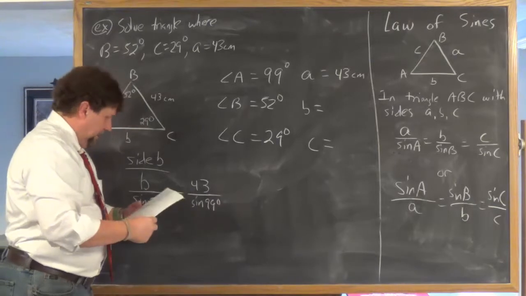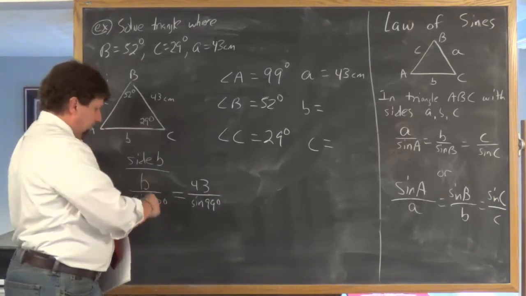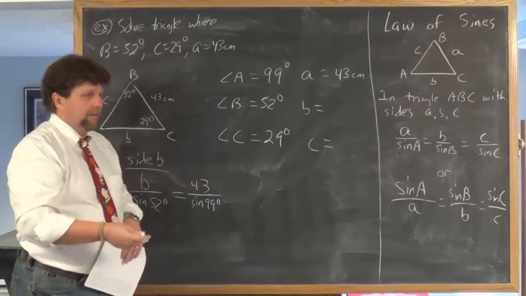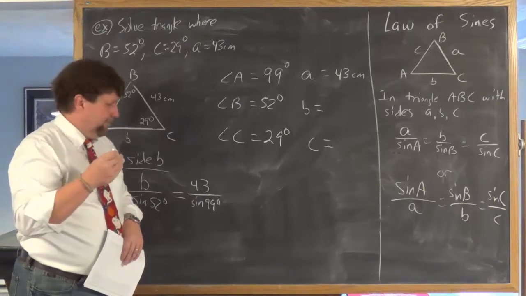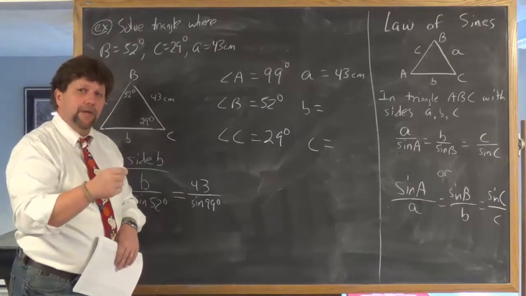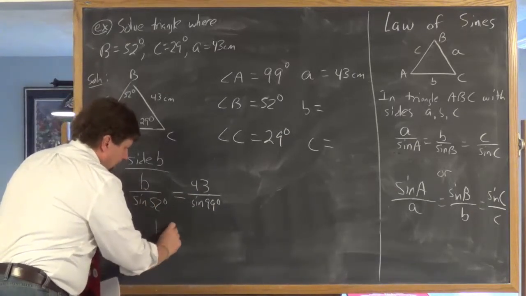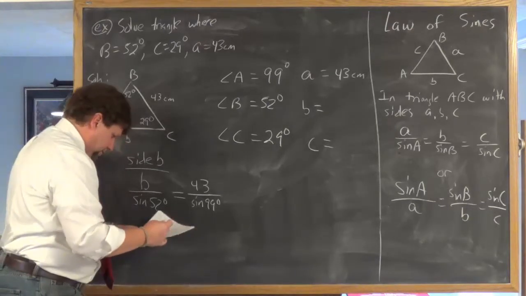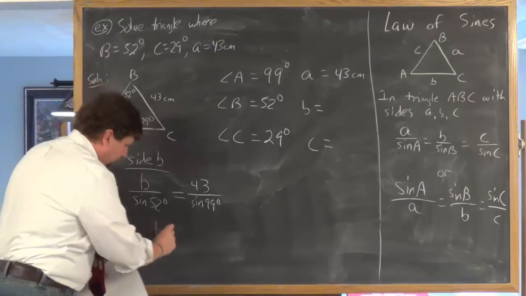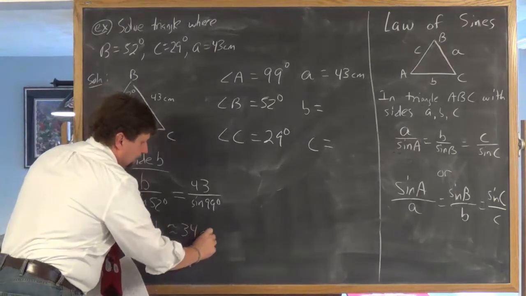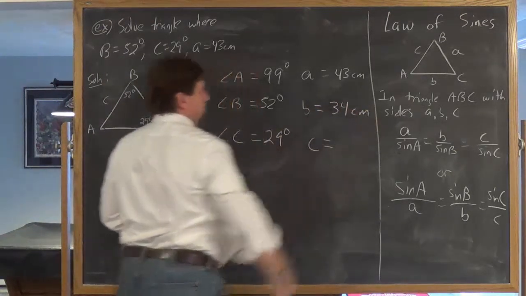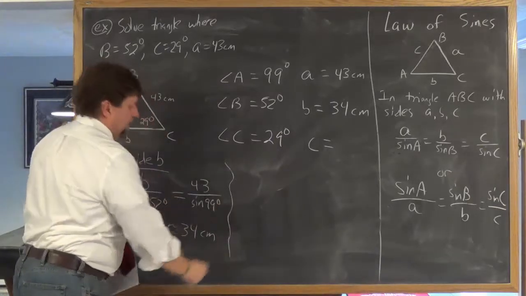And what I would do next, I would multiply both sides of this equation by the sine of 52 degrees. Then I'm going to use my calculator. And notice these angles are in degrees, so please make sure your calculator is in degree mode. I'll get side B to be pretty close to 34 centimeters. So I know side B is 34 centimeters. Put a little break here.